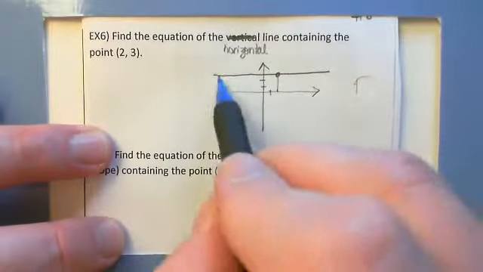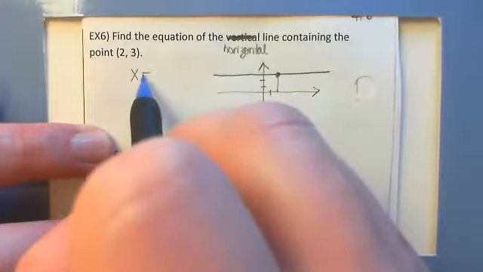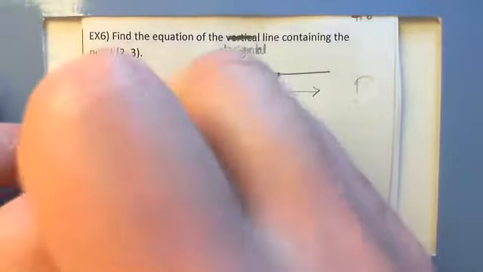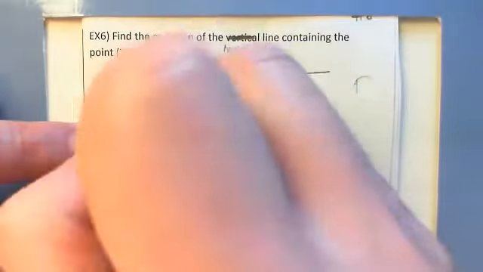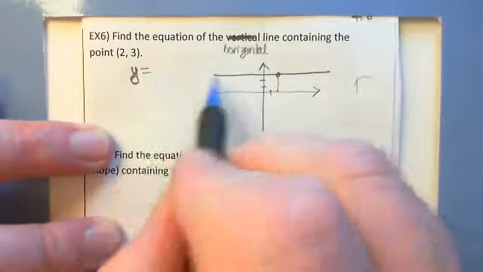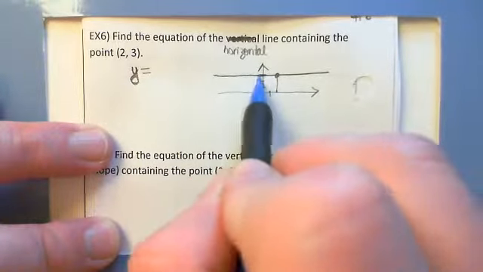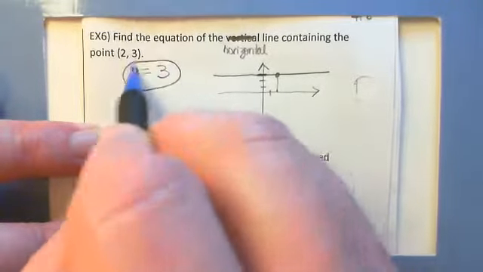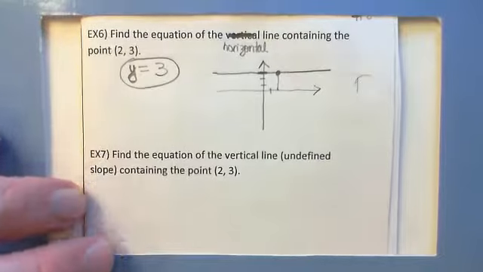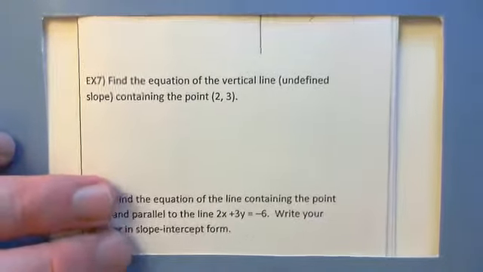A horizontal line, if you remember, always starts with an X. I'm sorry, it starts with a Y. So a horizontal line always starts with y equals a plain number. How do I find that plain number? Where does this line cross the axis? It crosses it at 3. So that would be your equation, and you're done.